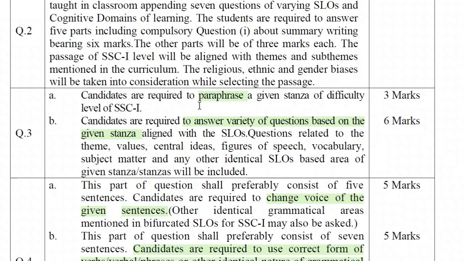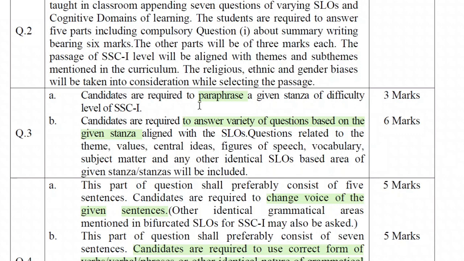The first one is the 4th chapter, again Daffodils. The second one is the 8th chapter, Hope is a Thing with Feathers. The third one is the 12th chapter, The Old Woman. And the fourth one is Abu Ben Adhem, the 15th chapter. So you will get any stanza from these 5 poems, and you are supposed to paraphrase that. And yes, you have to keep in mind 3 things while paraphrasing.